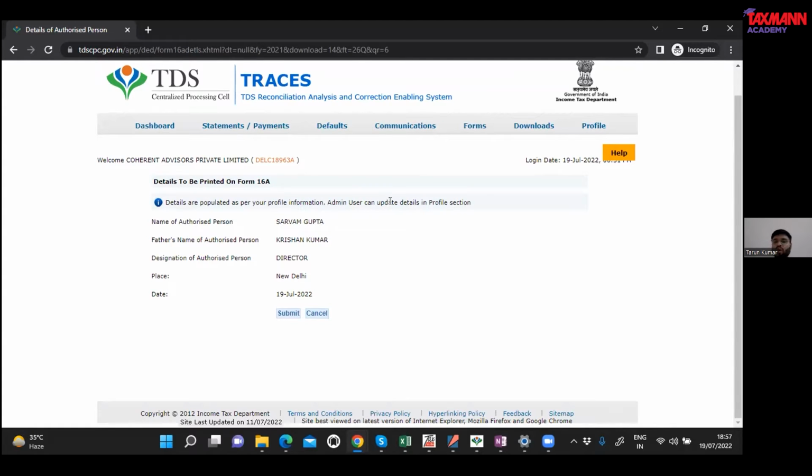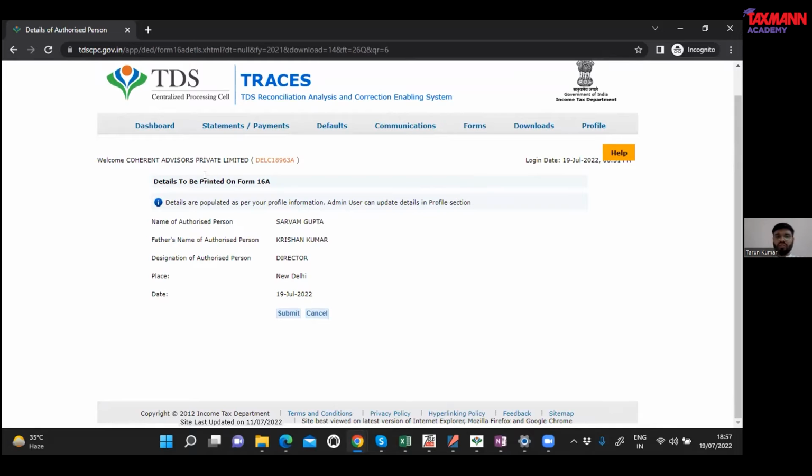These details are auto fetched from the profile section, that is, who is the authorized person. So basically in a company, the CFO or the finance person or the accounts department's concerned person's name is mentioned, who is issuing you the TDS certificate on behalf of that company. The company cannot issue the certificates on its own behalf. There might be some natural person who will be issuing that TDS certificate, and in what capacity.